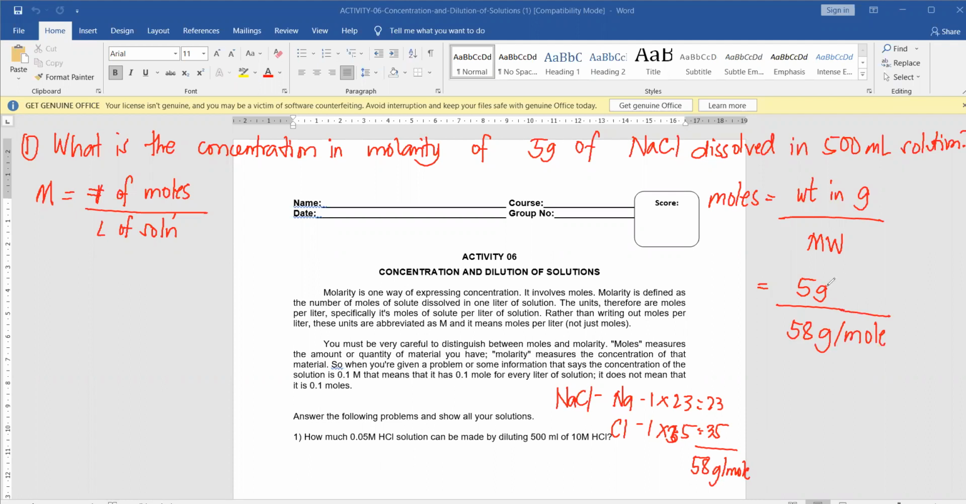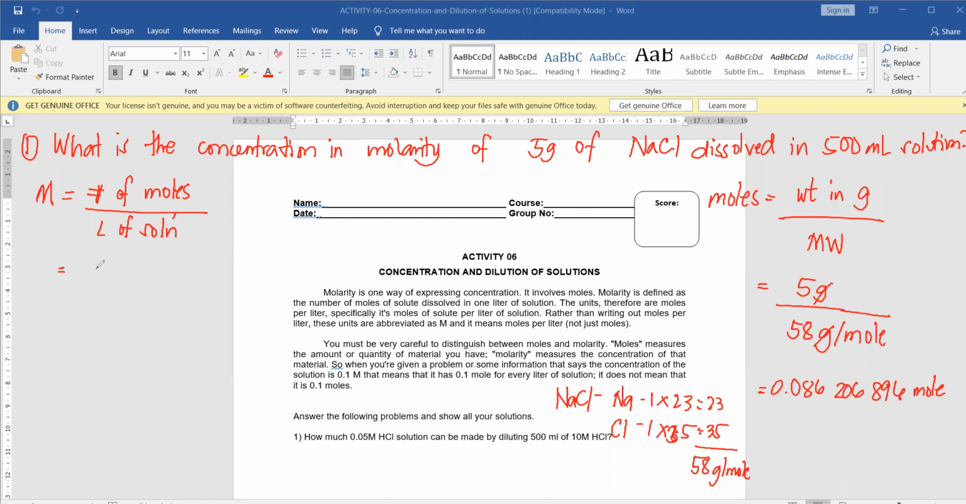We can cancel the grams. We will be left with the moles. Though this is per mole originally, if you divide by this one, you will get the reciprocal. Your unit here will not be per mole. Instead, it is really just mole. So again, 5 divided by 58. It's a bit long, but let's copy everything for the sake of having a precise, or accurate, measurement. 0.086206896 mole. That is our moles now.